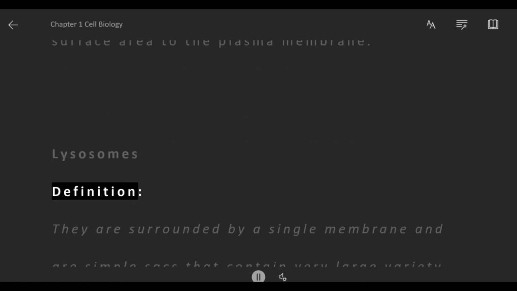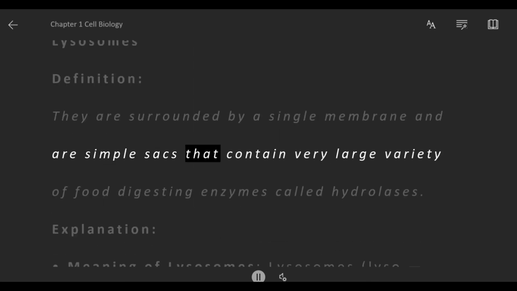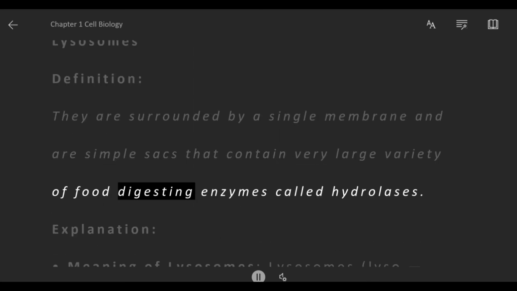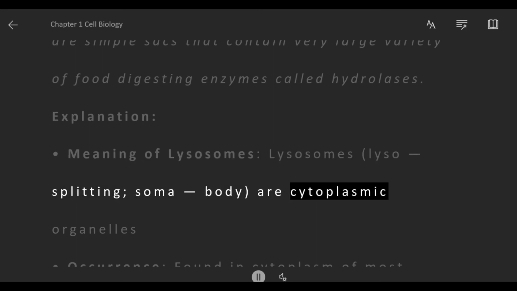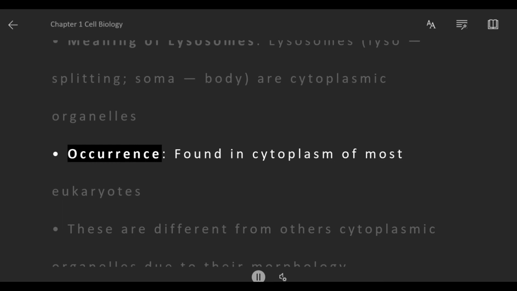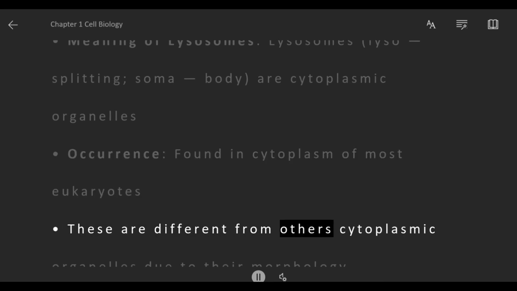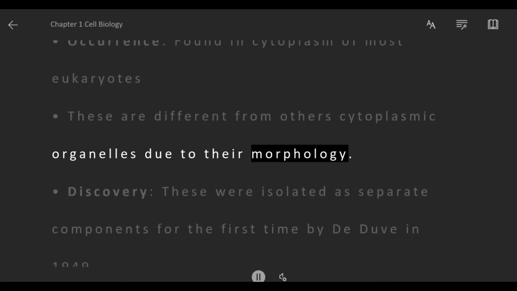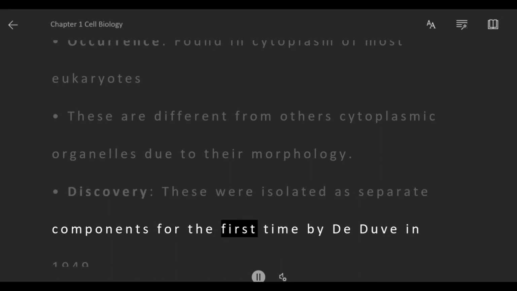Lysosomes. Definition. They are surrounded by a single membrane and are simple sacs that contain a very large variety of food-digesting enzymes called hydrolases. Explanation. Meaning of lysosomes. Lysosomes, lyso meaning splitting, soma meaning body, are cytoplasmic organelles. Occurrence. Found in the cytoplasm of most eukaryotes. These are different from other cytoplasmic organelles due to their morphology. Discovery. These were isolated as separate components for the first time by de Duve in 1949.